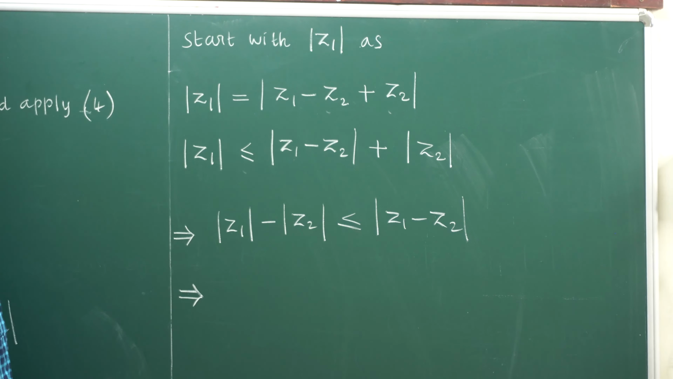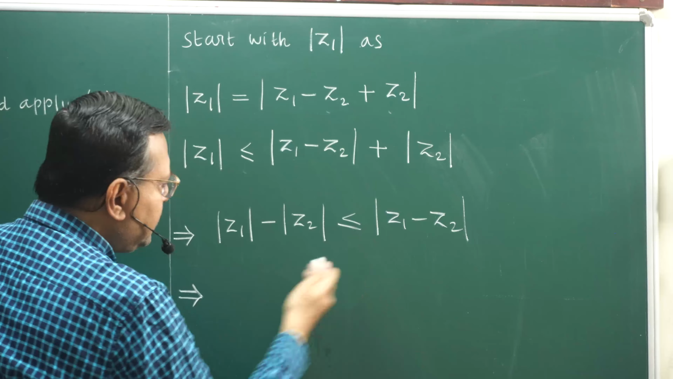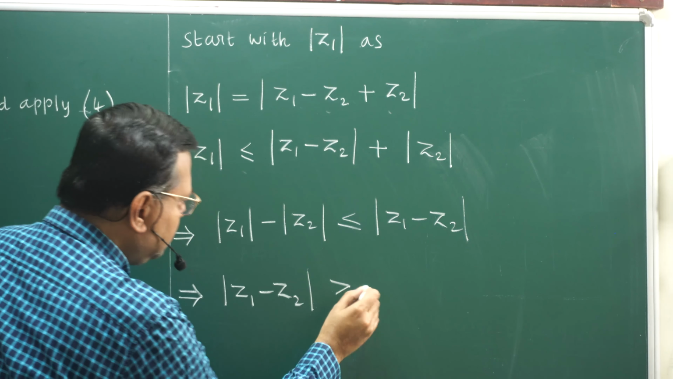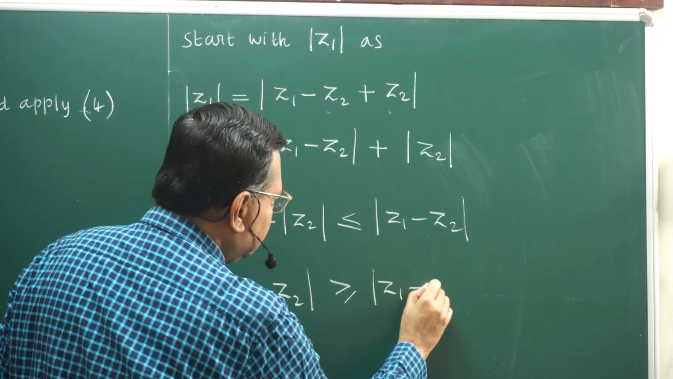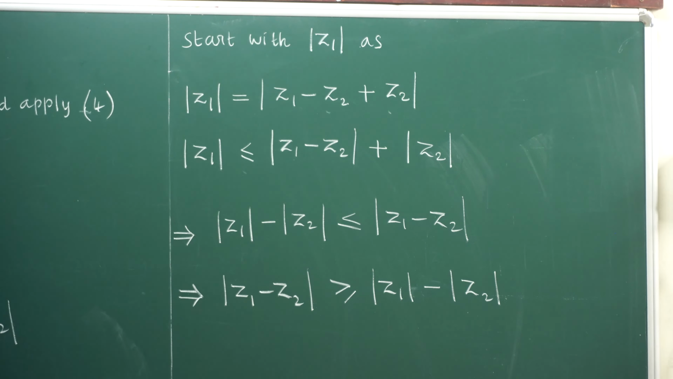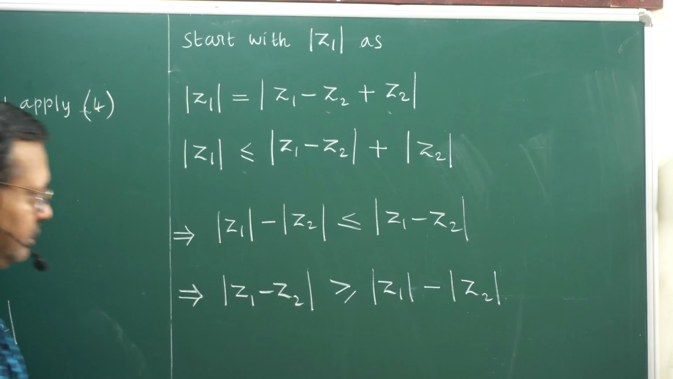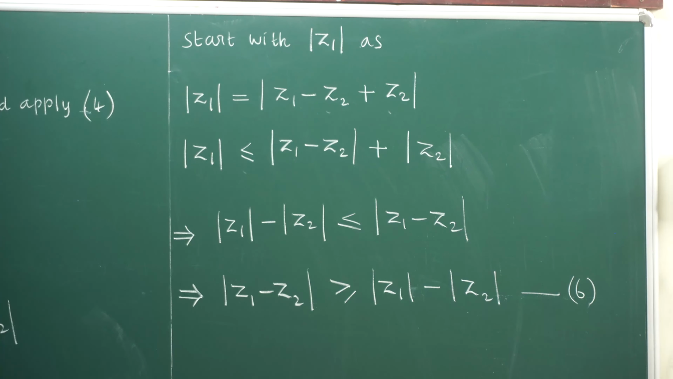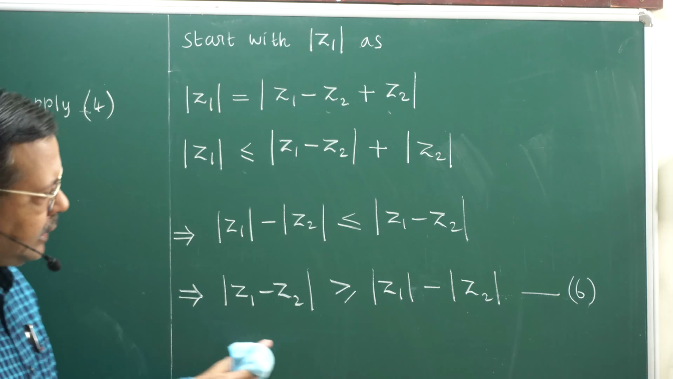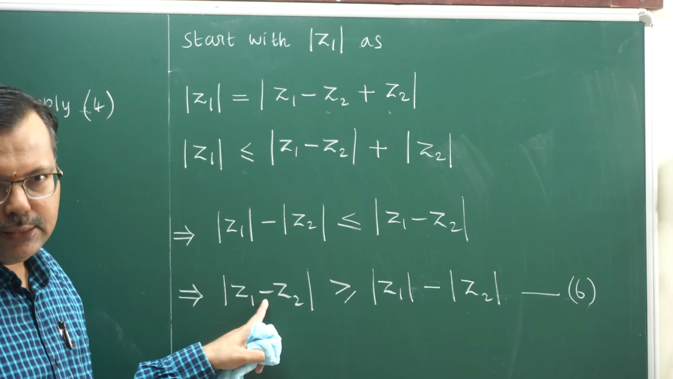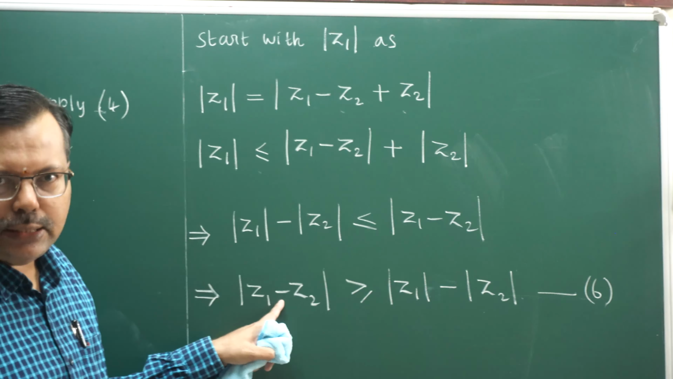Let us interchange the LHS and RHS. Bring this fellow here and that fellow there. And that's it. And now what is this equation number? We say that this is equation number 6. Is it okay? So that means you again got one more relation similar to the triangle inequality, but then there is a minus.